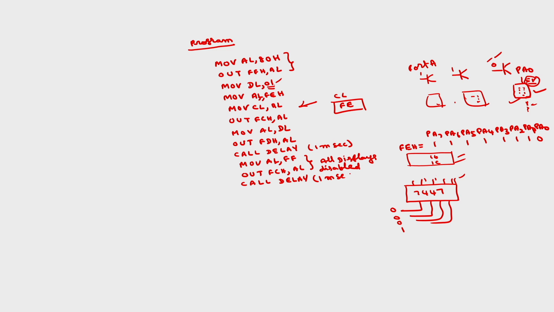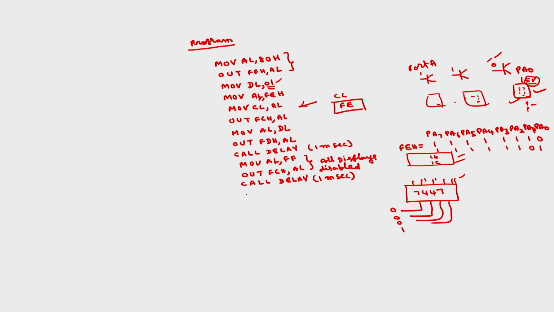We know how to write the delay programs, I am not discussing that here. Okay. Then we have to display 2 on display 2. For that I am incrementing DL by 1, and before that, because I have to select the second display, the code corresponding to the second display should be 1 1 1 1 1 1 0 1.